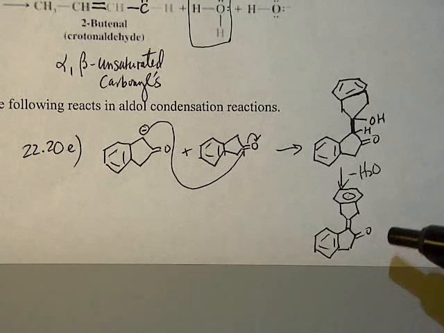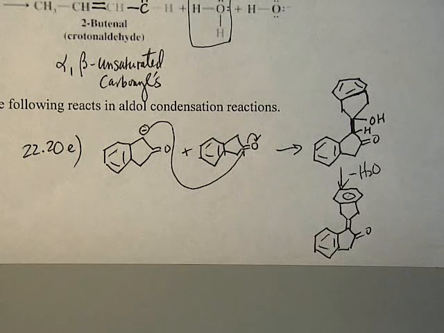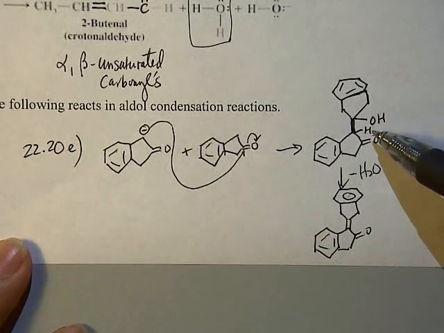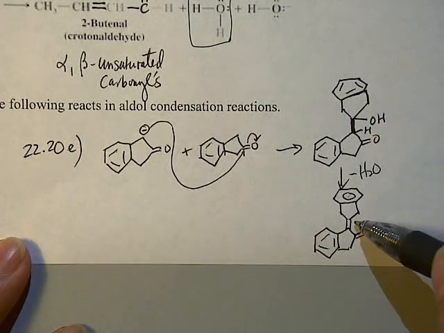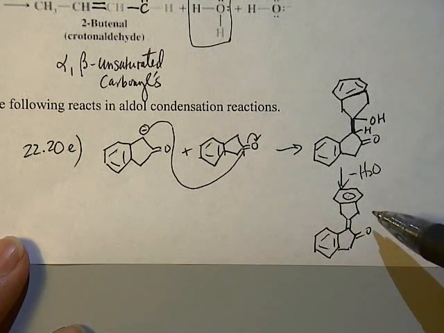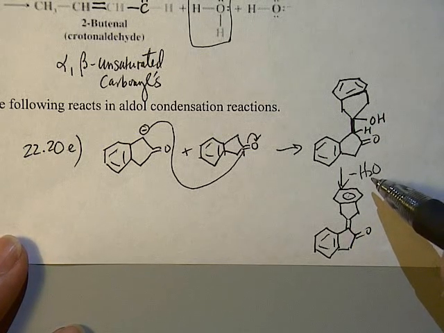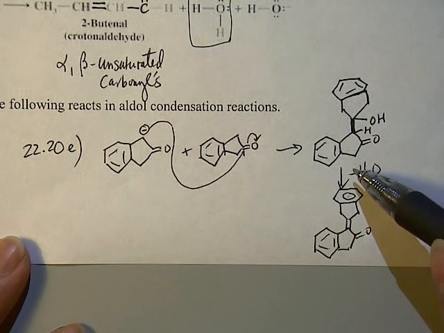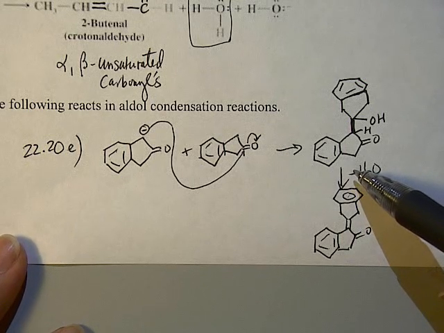So this is the product from the last reaction. When you dehydrate, when the water is removed, it will form a double bond, and so this would be an alpha beta unsaturated ketone.